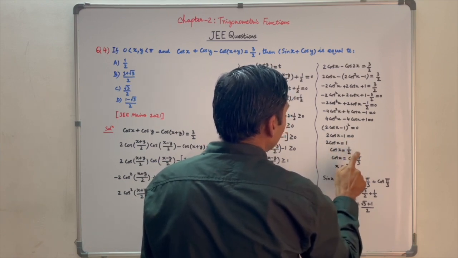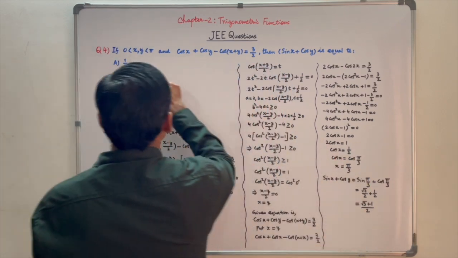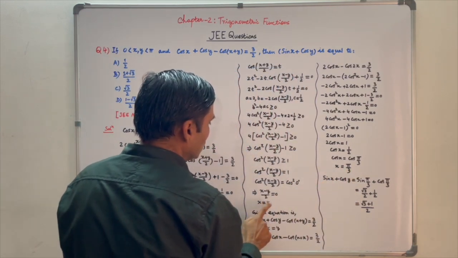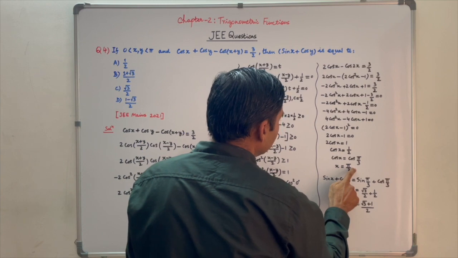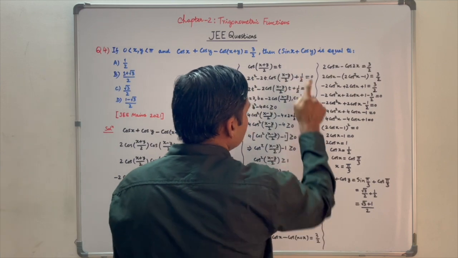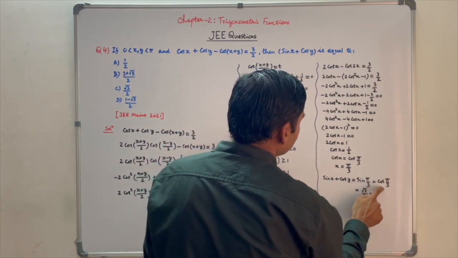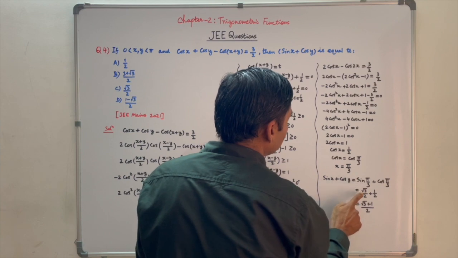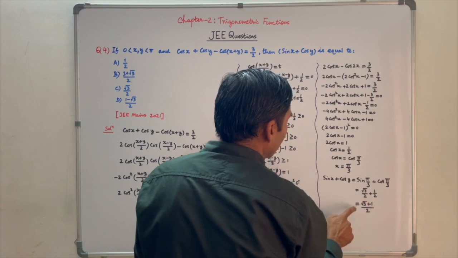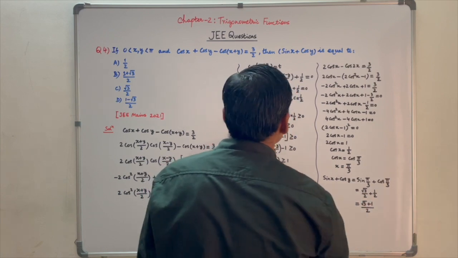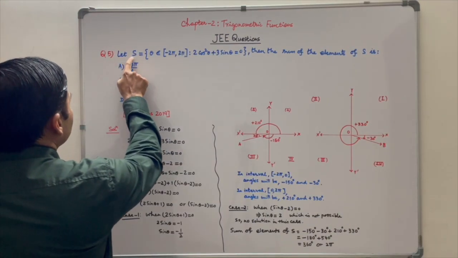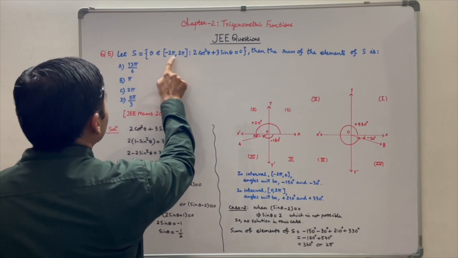1/2 is the value of cos 60 degrees in 0 to pi. So x = pi/3. Now x = y and x = pi/3, so y is also pi/3. So sin x + cos y = sin(pi/3) + cos(pi/3). The value of sin(pi/3) is root 3/2 and the value of cos(pi/3) is 1/2. So the answer is (root 3 + 1)/2. Option B is correct.